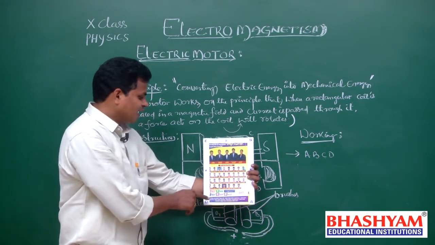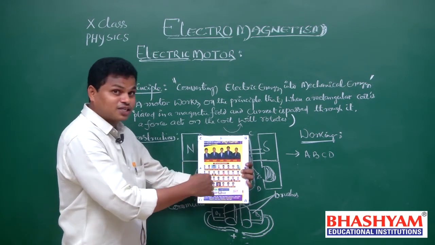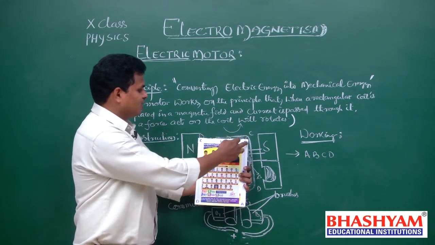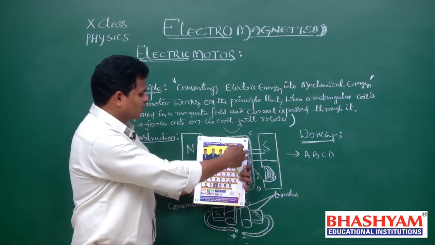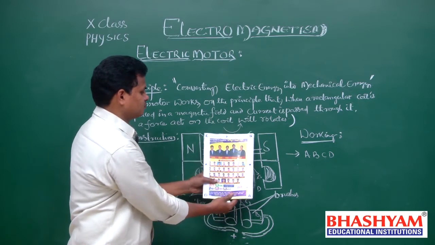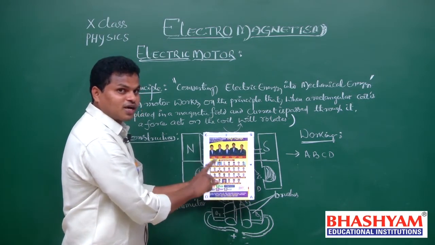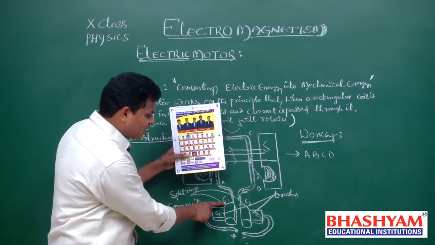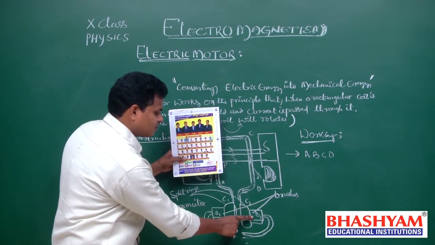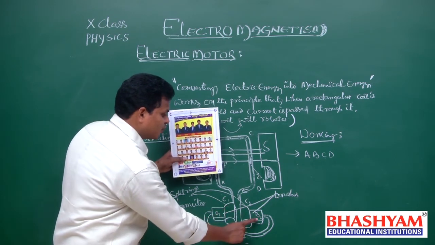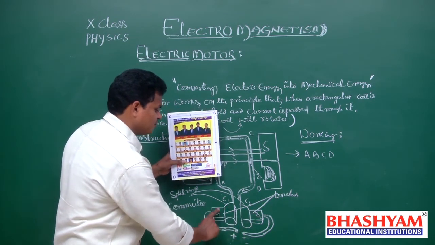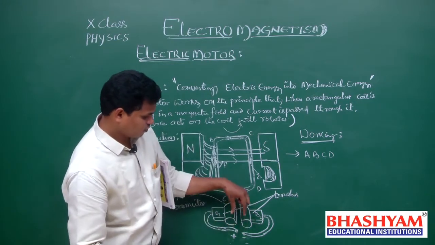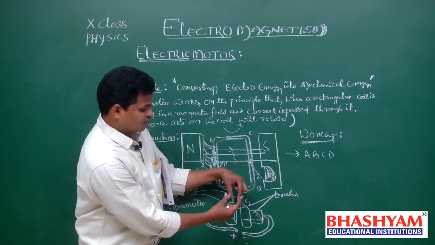Now what is the direction of force? What is the direction of current in the coil? D to C, C to B, B to A. After half rotation, what is the current direction? What changes? Here C1 is in contact with B2 and C2 is in contact with B1. For example, in the first condition, these are the brushes.